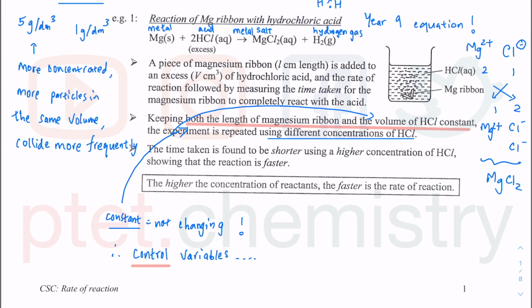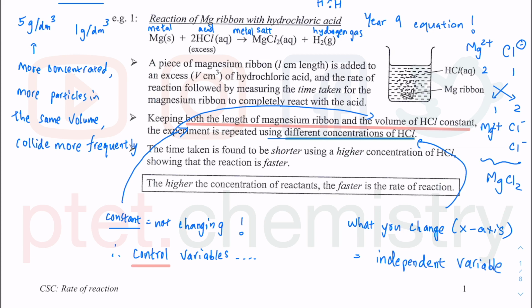How about this thing that you are changing? You are changing the concentration of HCl. So when you are changing the concentration of HCl, what you change is your x-axis. So this is on the x-axis, the horizontal level. This is now mathematics as well as physics. This is part of a graph. So what you change is what you call the independent variable. Independent variable is your x-axis. It is what you change in an experiment. When you change something, that is called the independent variable.